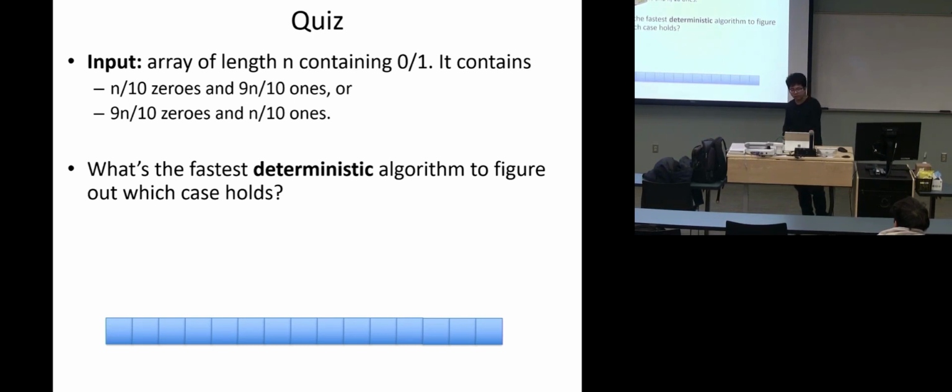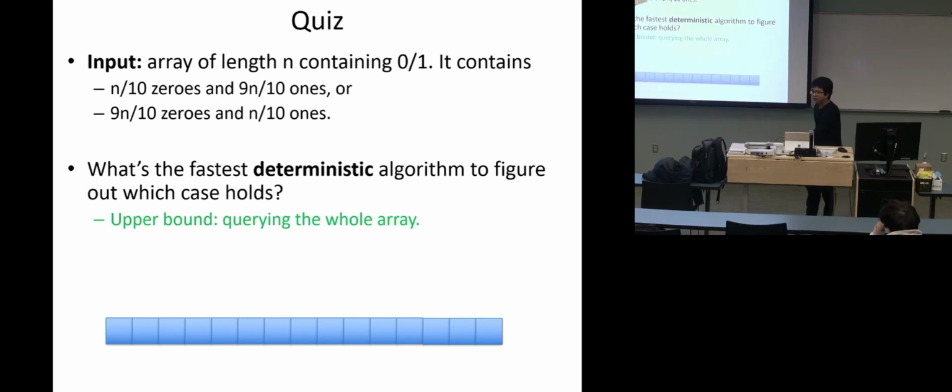One trivial way is to scan the whole array, spend n time, and you know which case it is. I want to claim that actually you need a linear number of queries as well. Can you tell me why? Why do we need a linear number of queries?